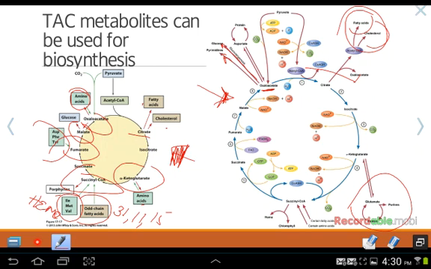Alpha-ketoglutarate can be used to make glutamate as well as purines in nucleic acids. And then again, succinyl-CoA: certain fatty acids and amino acids can be broken down to form succinyl-CoA. And then succinyl-CoA can be used to make hemes and chlorophyll, which is actually a type of heme.